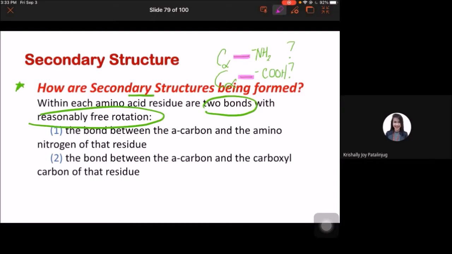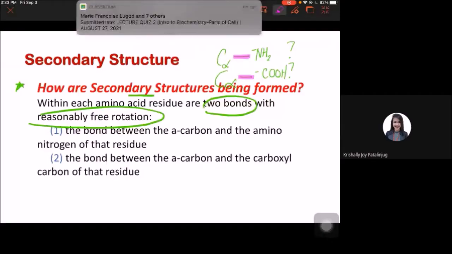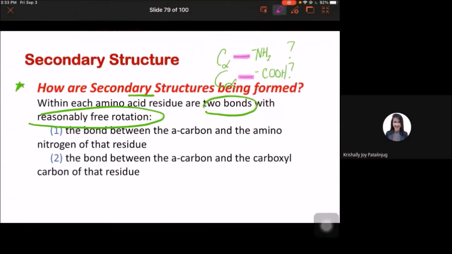Okay? Now, ang tawag natin sa mga angles na na-produce, because again of rotation, kapag may rotation, may mabubuong significant na mga angles, diba? Value of angles na ma-produce. Okay? Now, ang tawag sa angles na yan na nabubuo ay Ramachandran angles. Okay?